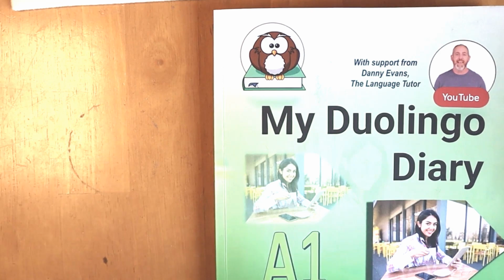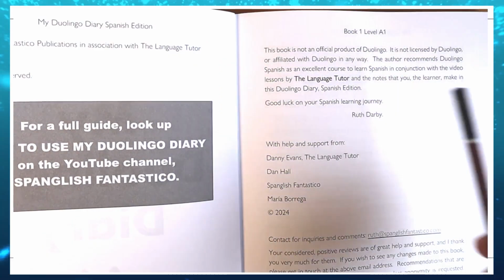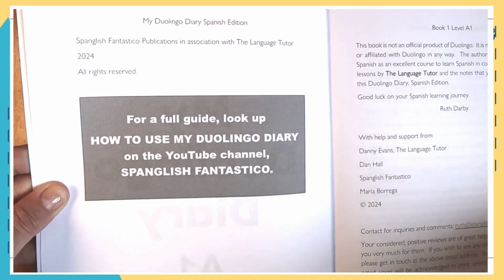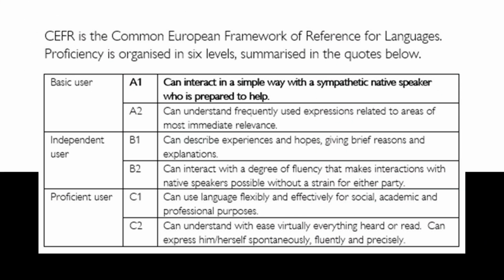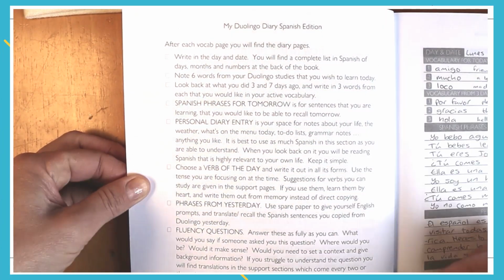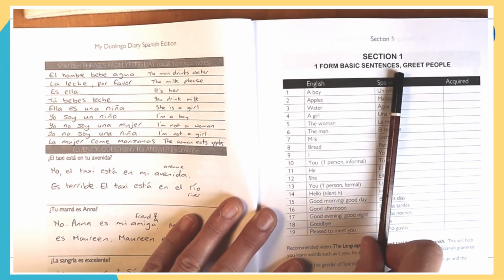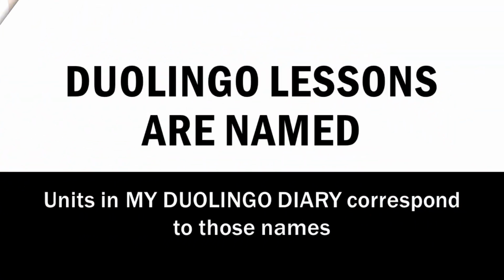Right, so let's have a look at My Duolingo Diary. This is the A1 edition. It's not part of the official Duolingo products. This is your guide for how to use it. I have explained the levels a little bit, but you can read more about them here. There are instructions for what you should do on each day. You find the titles of the Duolingo sections at the top of each little section. So this is section 1, unit 1.